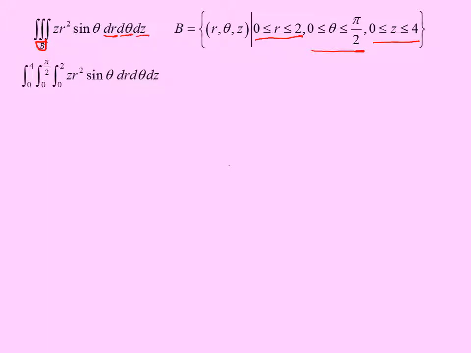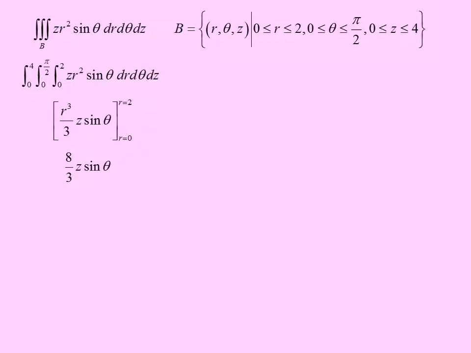Well, that simply means that we integrate with respect to the first variable. And so integrating first with respect to r, you can see we've got our r squared, whose integral would be r cubed over 3. So we would leave the z sine theta alone and integrate the r squared, and then substitute the values of r. So substituting a 2 and a 0 and subtracting, we get an 8/3.